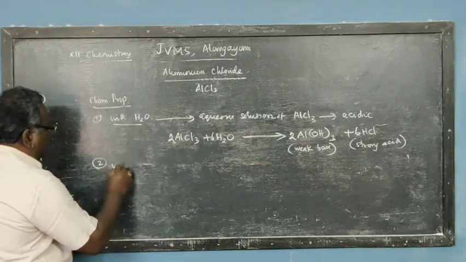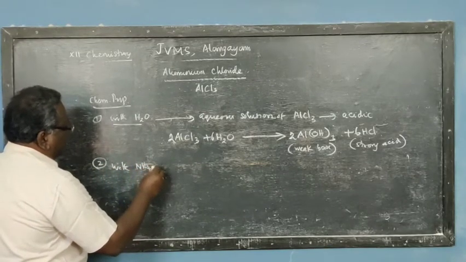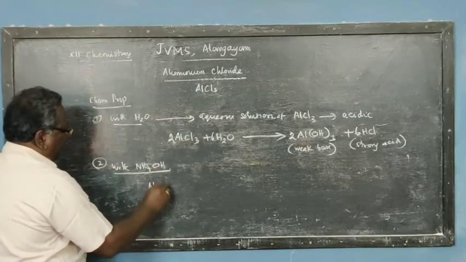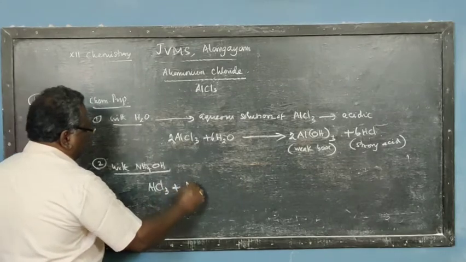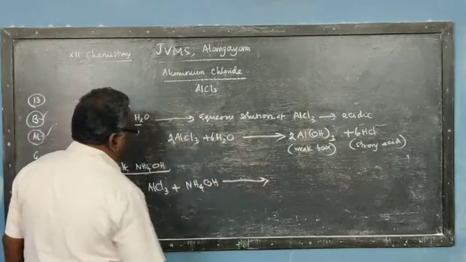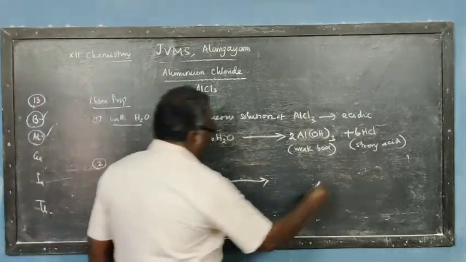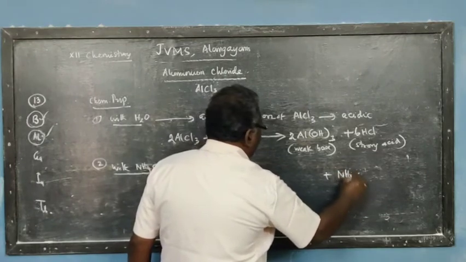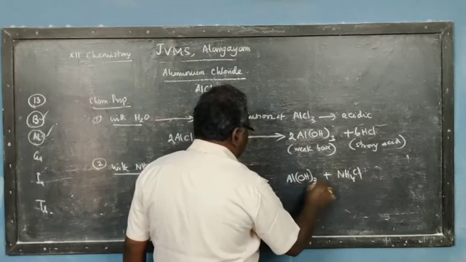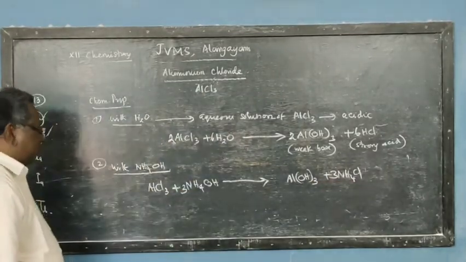The second reaction is with ammonium hydroxide. Aluminum chloride will react with ammonium hydroxide. When it is treated with ammonium hydroxide, ammonium will join with chlorine forming ammonium chloride, and aluminum will join with OH forming aluminum hydroxide. So you get 3 ammonium hydroxide involved.